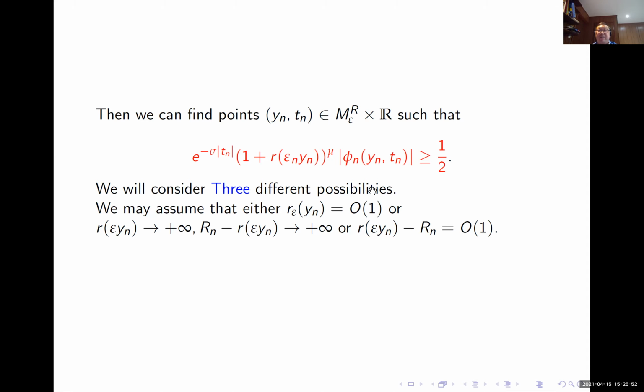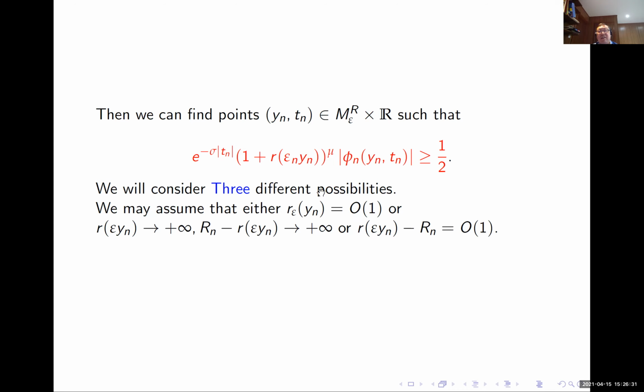So we consider three different possibilities. First is ε y_n. If this is bounded, if we go back to the original variable, the original variable x is bounded. This is the first case. The second case, this goes to infinity, but it's not close to the boundary. And the last case is close to the boundary, close to the big ball.